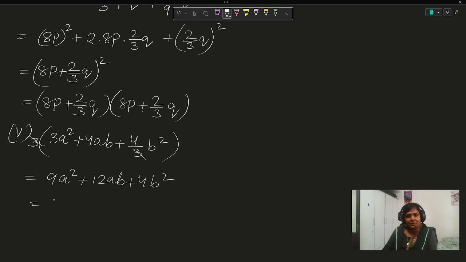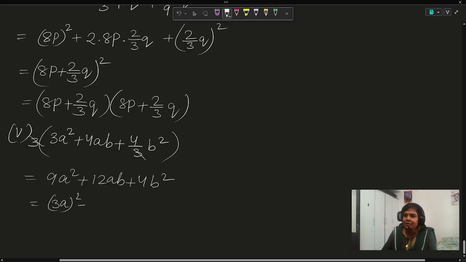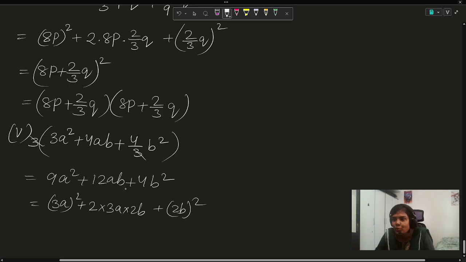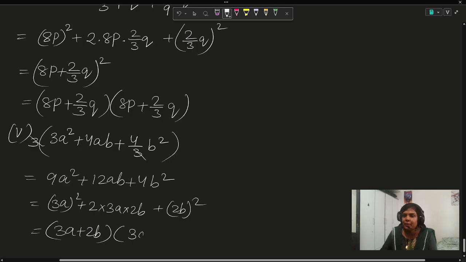Is it the perfect square of (a plus b)? Let's see. It is a square plus 2ab. By looking at the last term, I can see it is (2b) whole square. 2 times 3 is 6, 6 times 2 is 12ab. Very good, correct. So the answer is (3a plus 2b) into (3a plus 2b).